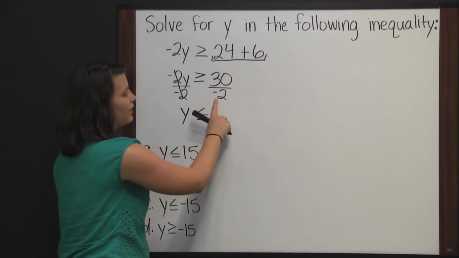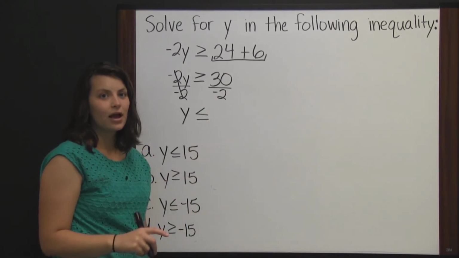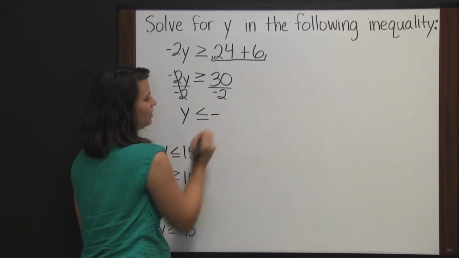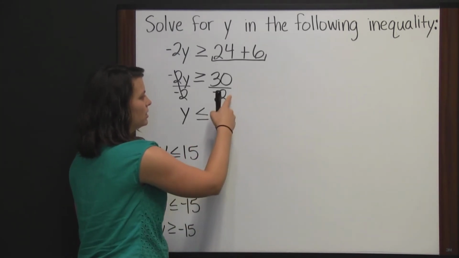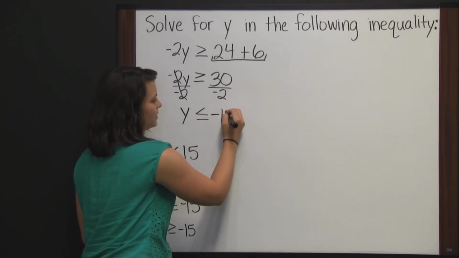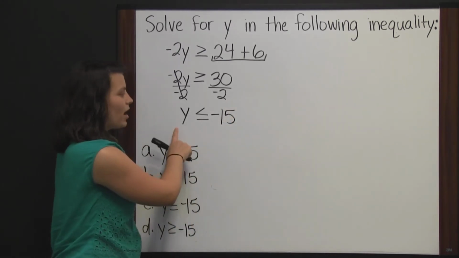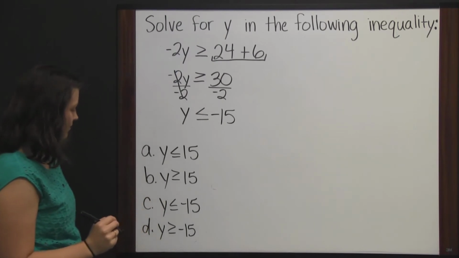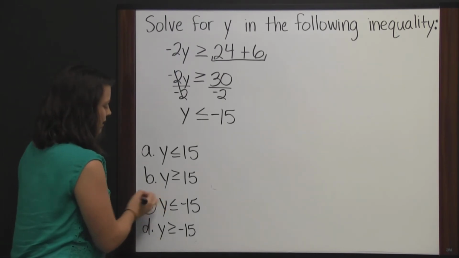And 30 divided by a negative 2, a positive number divided by a negative number is a negative number. And 30 divided by 2 is 15. That means that y is less than or equal to negative 15, which is answer choice C.